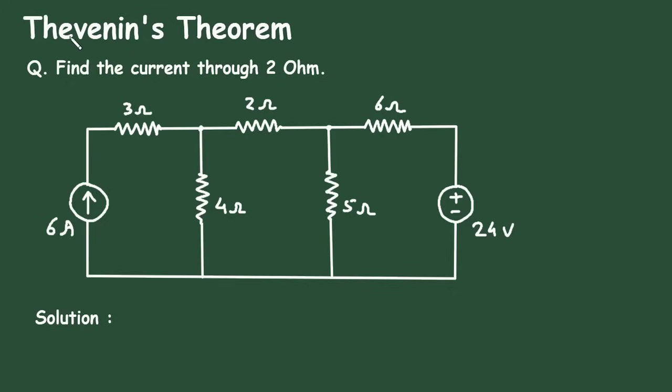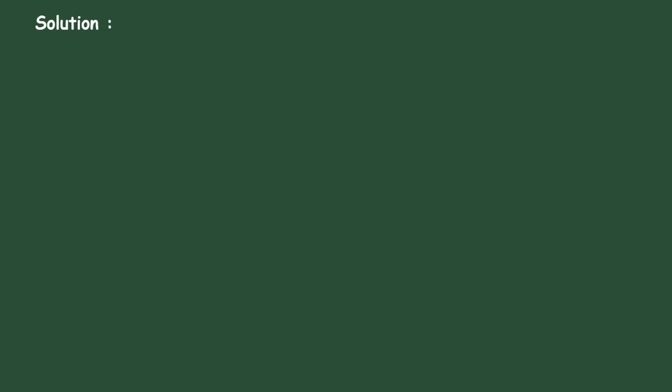Thevenin's theorem. Question: find the current through 2 ohm. Here in this circuit, we have to find the current through this 2 ohm resistance by using Thevenin's theorem. Solution: first of all, we will see what is Thevenin's theorem.